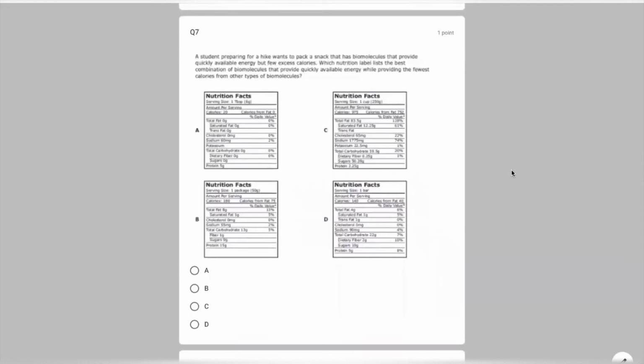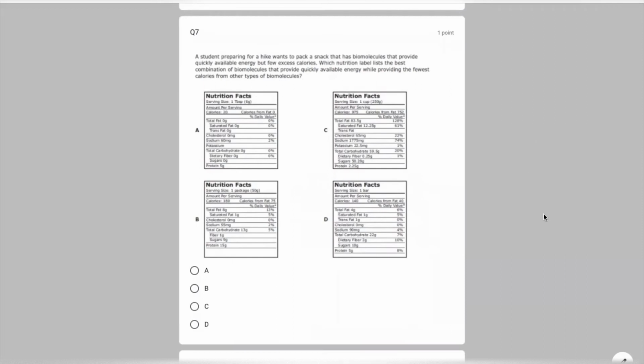A student preparing for a hike wants to pack a snack that has biomolecules that provides quickly available energy but few excess calories. Which nutrition label lists the best combination of biomolecules that provide quickly available energy, which provides the fewest calories from each type of biomolecule?